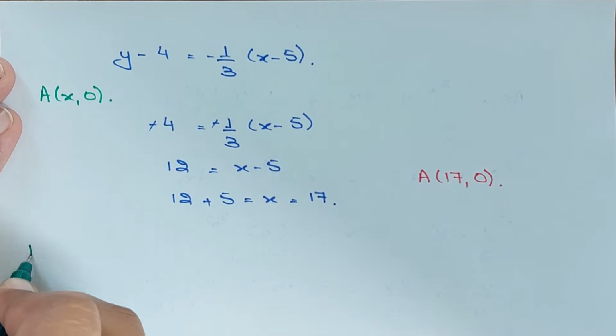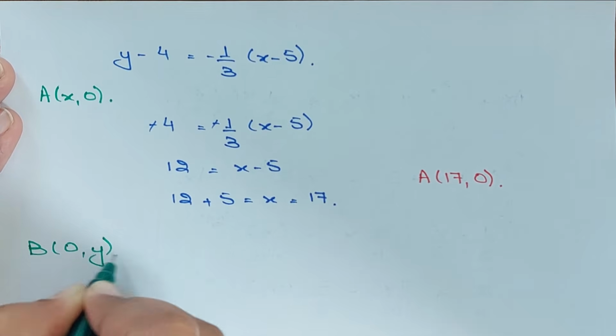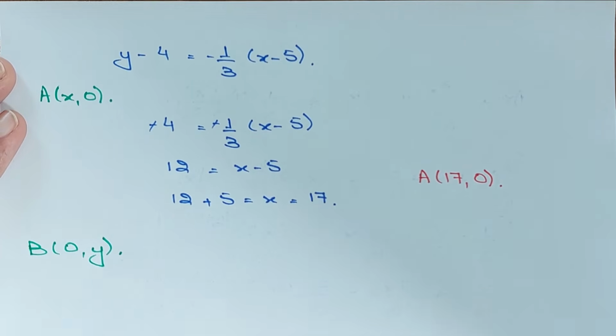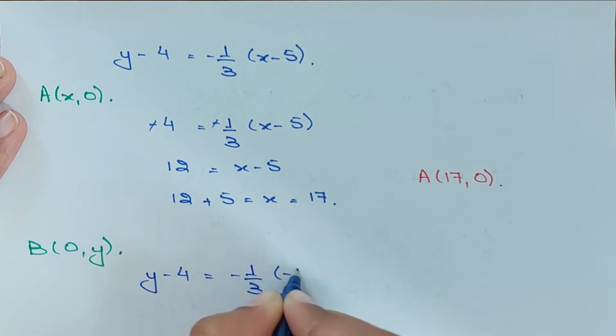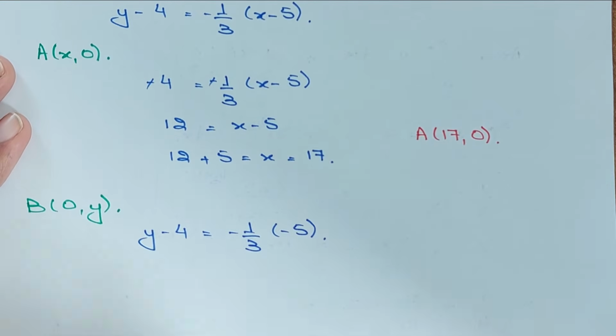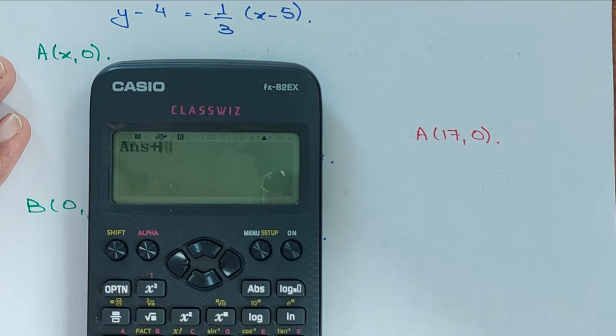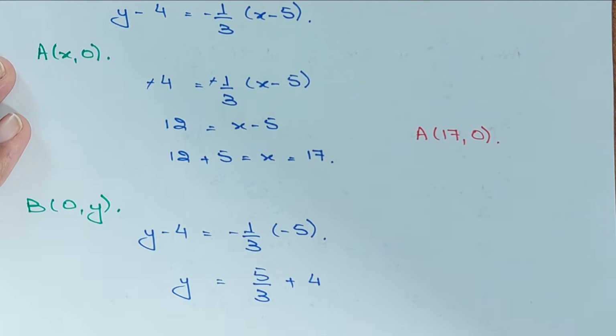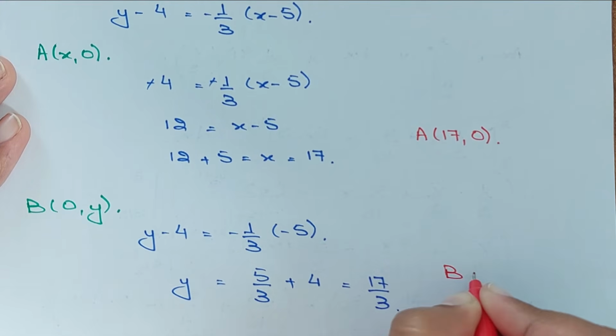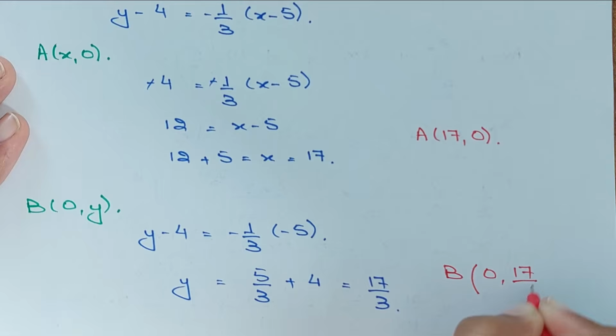Let me solve for B. The B coordinates are (0, y). We need to solve for y when x equals 0. y minus 4 equals minus 1 over 3 into minus 5, right? So y equals 5 over 3 plus 4, which is 5.67, or 17 over 3. So the coordinates of B are (0, 17 over 3).